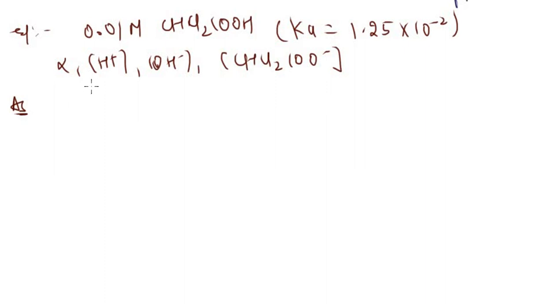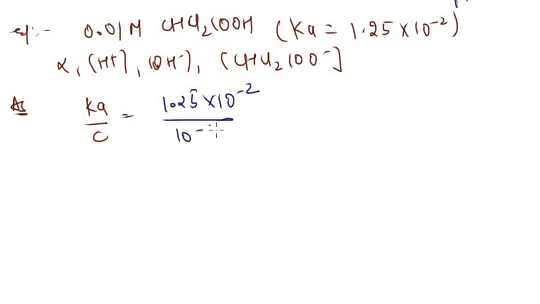We know that in case of a weak acid, we need to calculate Ka upon C. So what is Ka upon C? Ka is 1.25 into 10 to the power minus 2 divided by C, which is 10 to the power minus 2. So Ka by C comes out to be 5 by 4, which is 1.25, which is obviously greater than 25 into 10 to the power minus 4. Now it is greater, so we cannot neglect alpha with respect to 1.